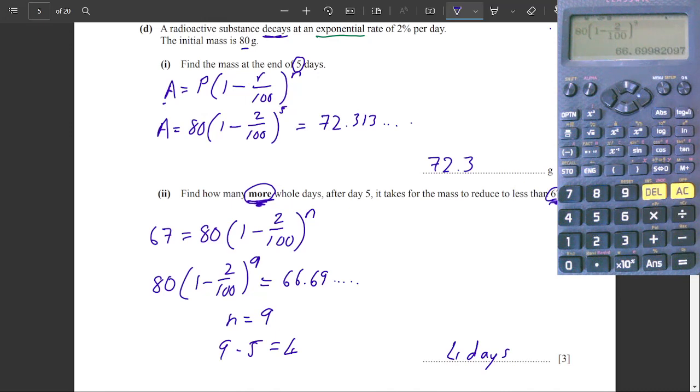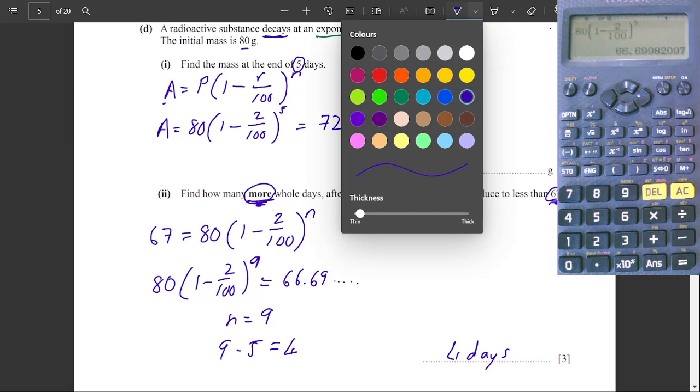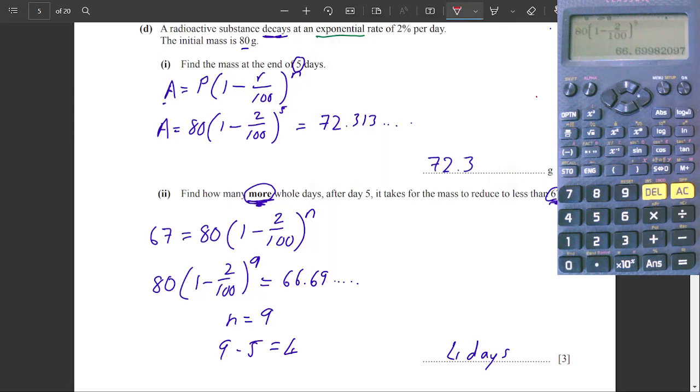It's important that you do show your working out here, because they don't award the marks here, specifically. The mark scheme says not from wrong working. So if they don't see the correct working out here, you're not going to get your marks. That is very, very important.